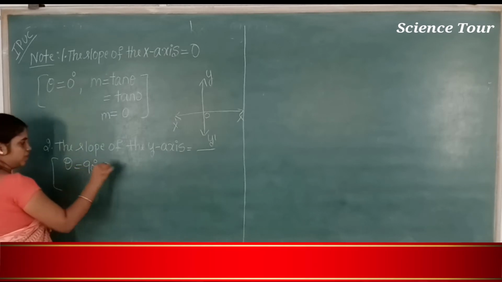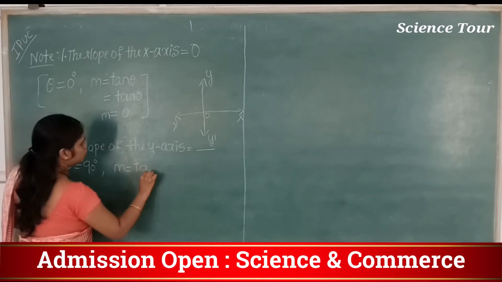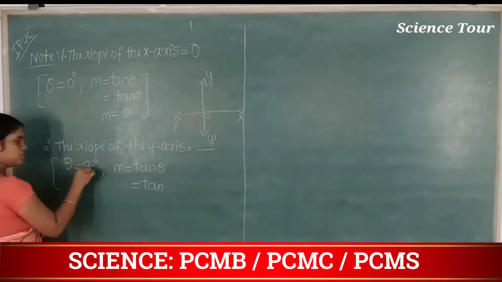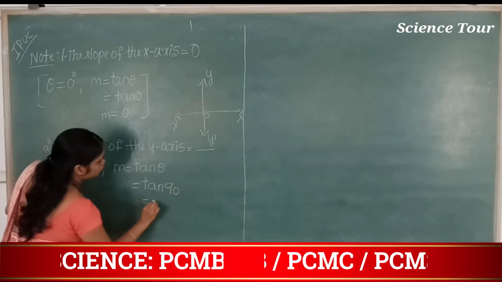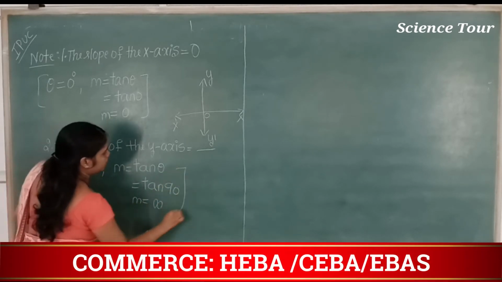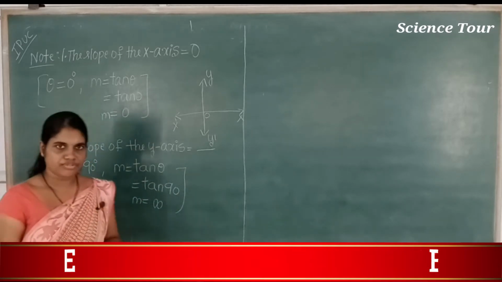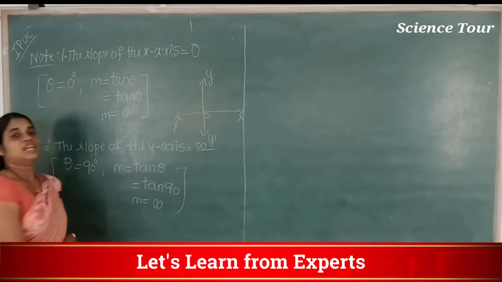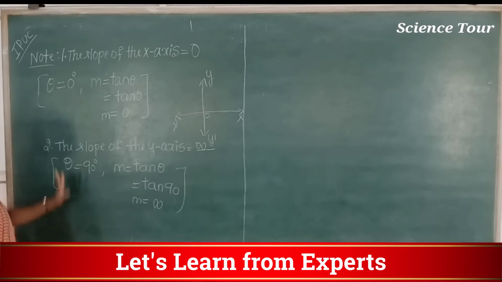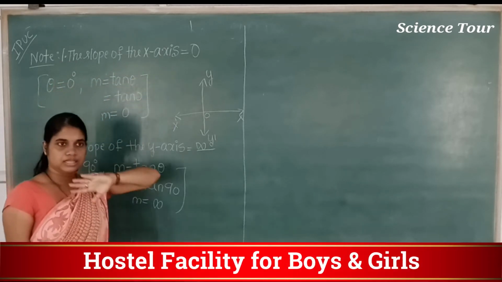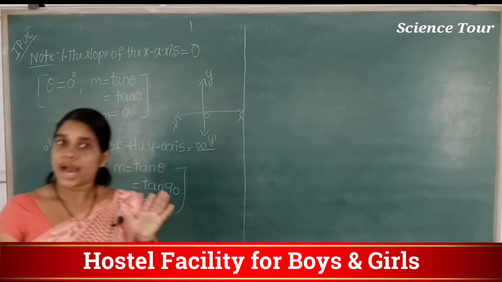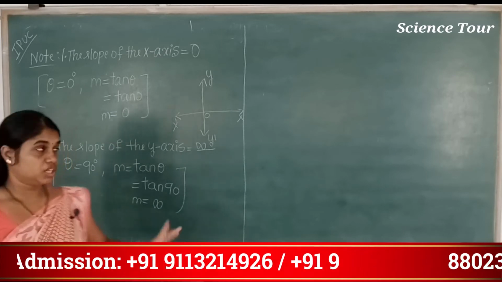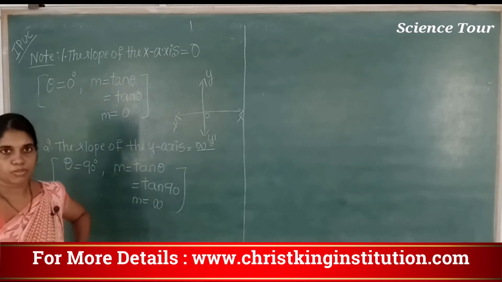So if the theta value is given, then how to calculate the value of slope? M is equal to tan theta. In the place of theta, substitute this 90 degree. So tan 90 is equal to how much? Infinity, isn't it? Infinity or not defined. Therefore the slope of the y-axis is given by infinity. Important point: the slope of the x-axis will always be equal to 0, as well as the slope of the y-axis will always be equal to infinity. Remember these 2 important points.